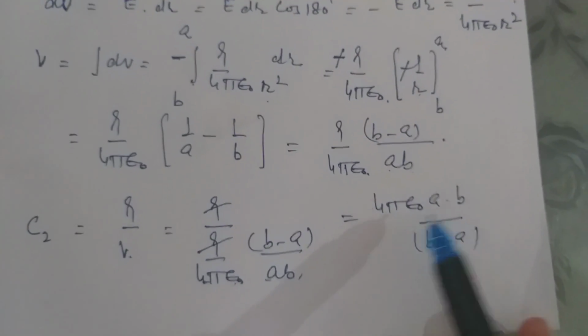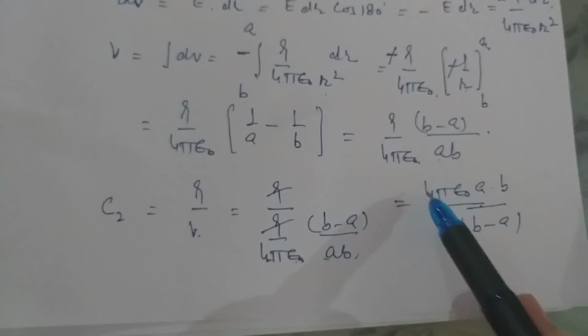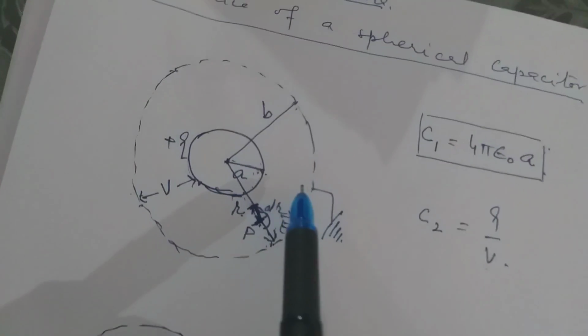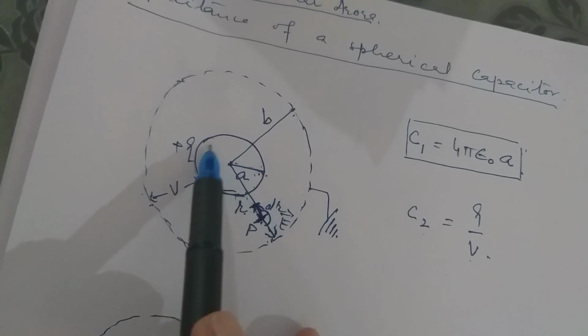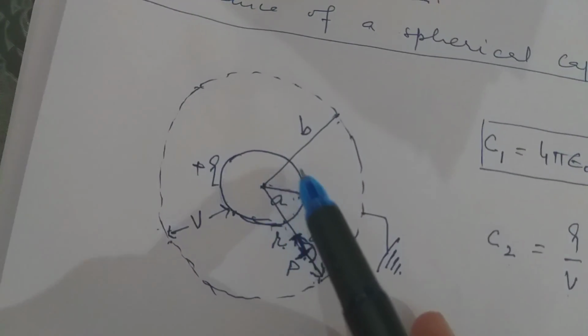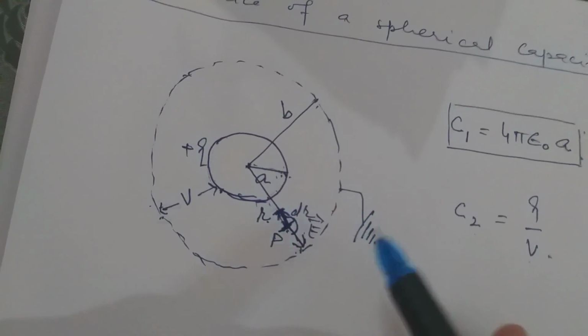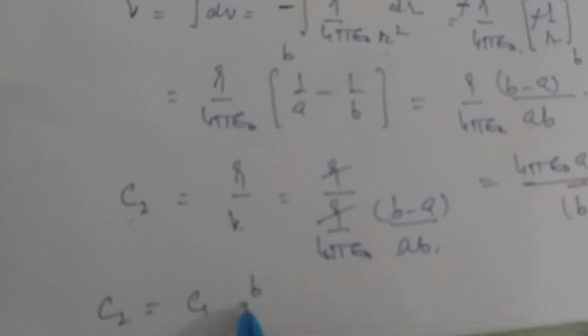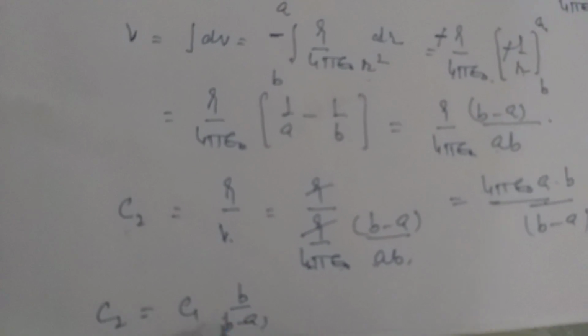Now what is the 4 pi epsilon naught A? Now this complete expression is the capacitance of the spherical capacitor, when the earth made conductor is placed near the charged conductor. Now what is the 4 pi epsilon naught A? It is the capacitance of this inner conductor or charged conductor when there is no earth made conductor. So we can write C2 is equal to C1 into B over B minus A.